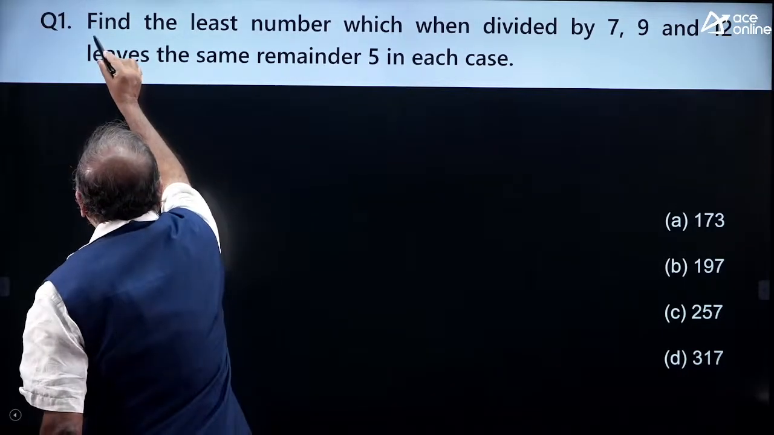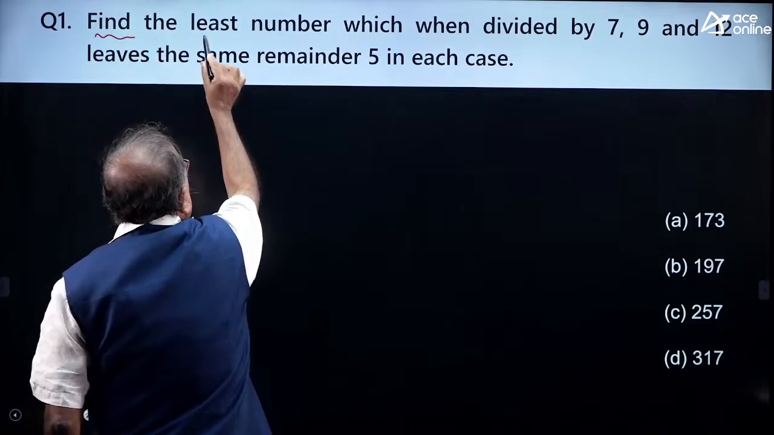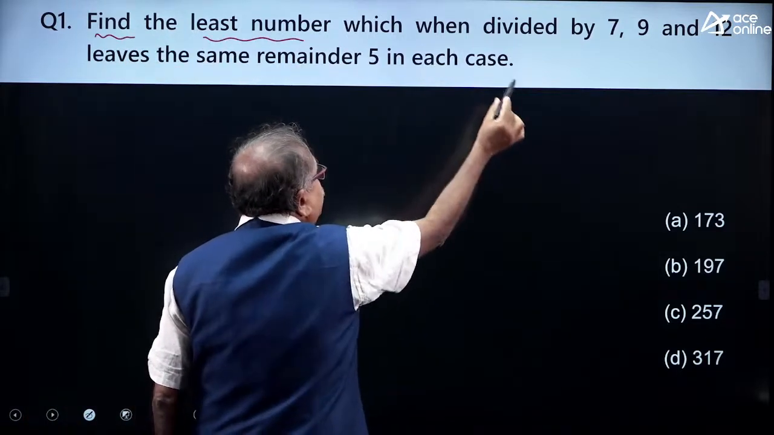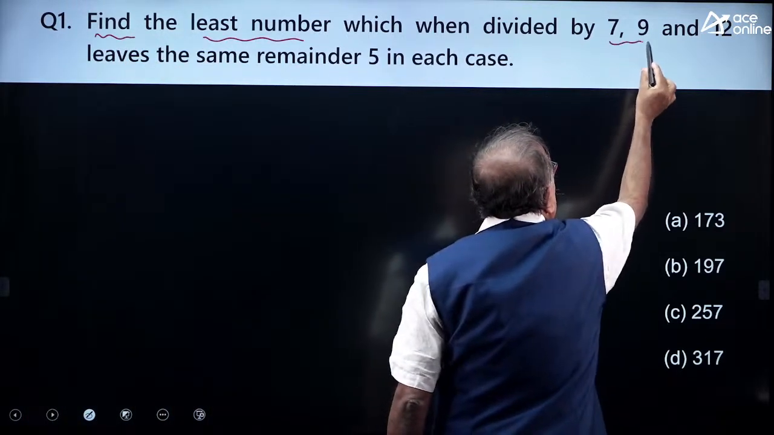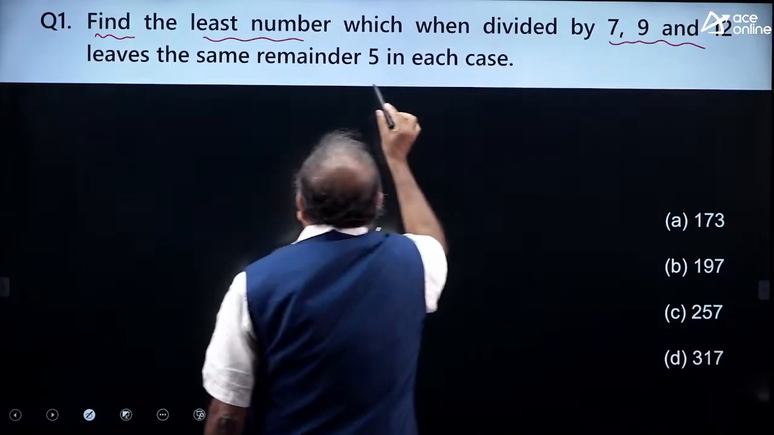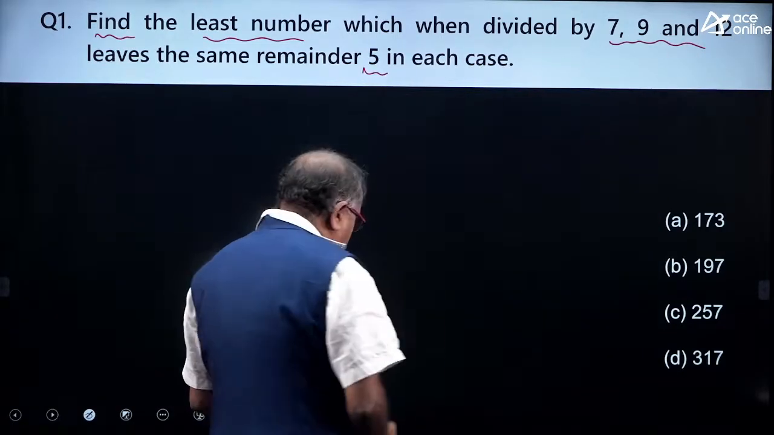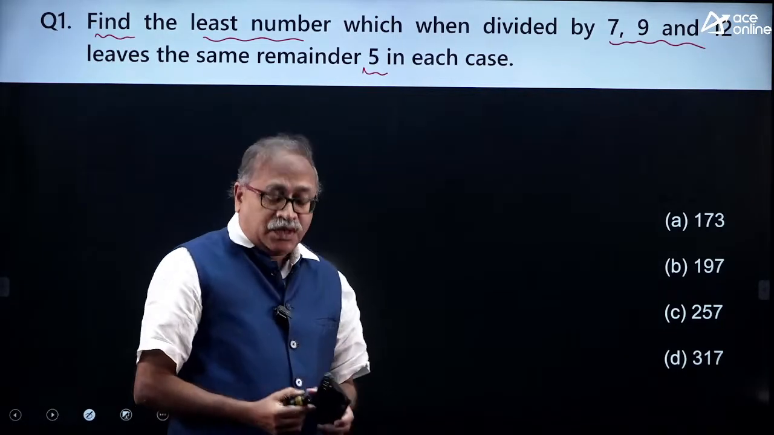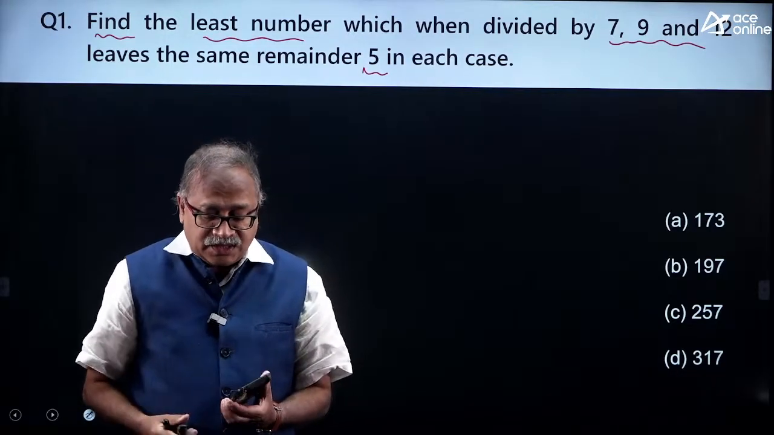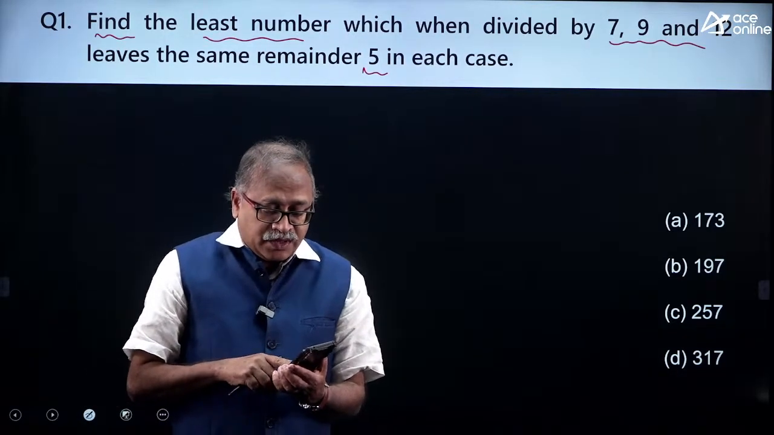Here it's a very simple question. Find the least number which when divided by 7, 9 and 11 gives a remainder of 5 in each case. It's a very basic fundamental question.